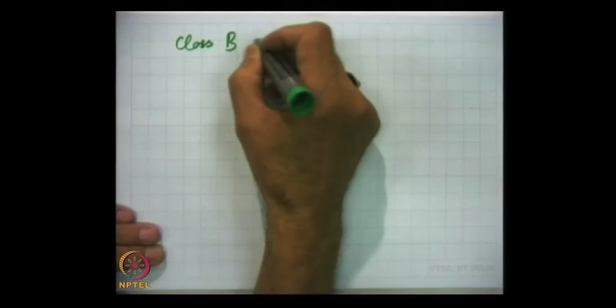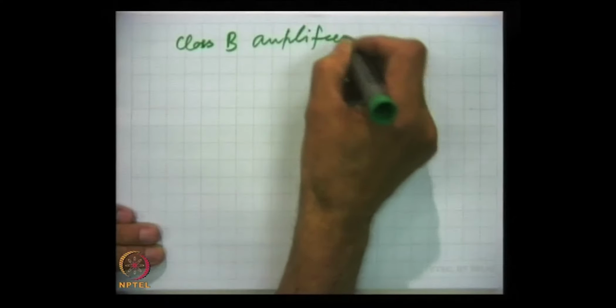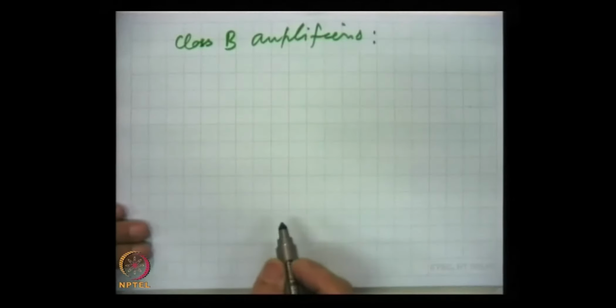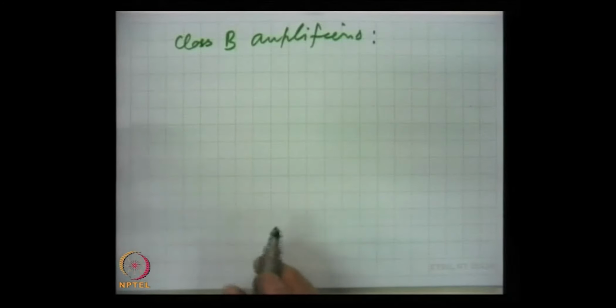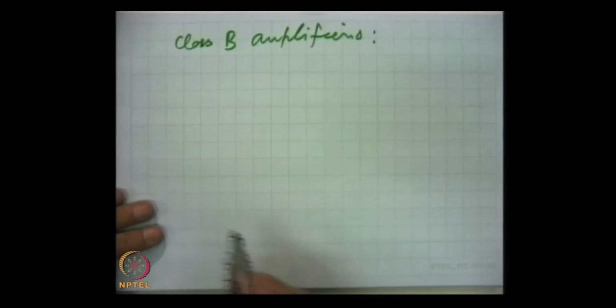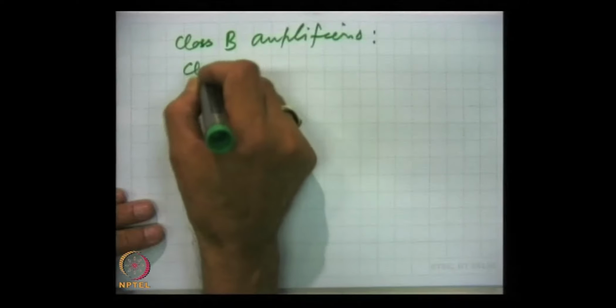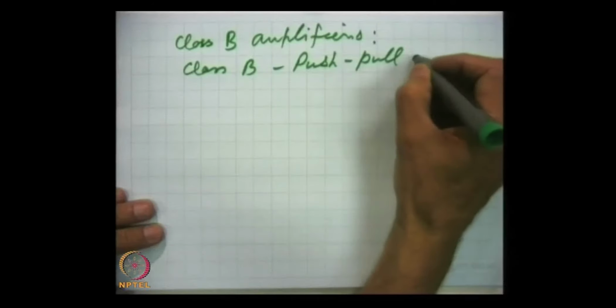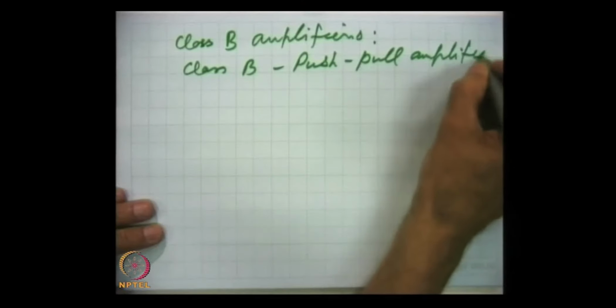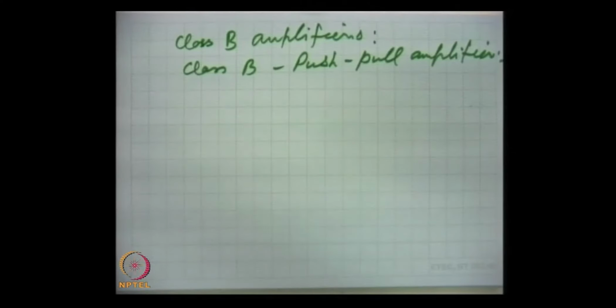Class B amplifiers, and the particular amplifier which is actually most widely used is the class B push pull amplifier. We said that in class B operation the operating point is chosen at the cutoff point, that means here.